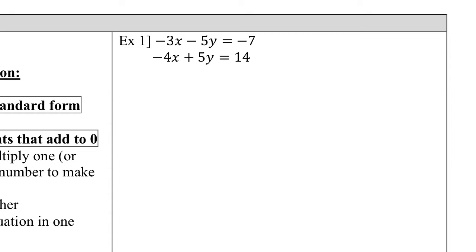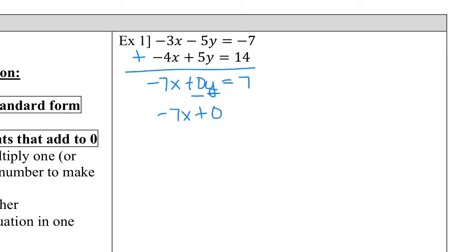So I'm going to, step 3, add my equations together. So -3x minus 4x makes -7x, -5y plus 5y makes 0y, and then -7 plus 14 makes 7. So here, if I have 0 times any number, well, that just makes it a 0. So all I really have is -7x plus 0 equals 7. But then if I take -7x and add 0, that's just going to give me -7x. So really, the y's canceled out. They added up to 0, which is unnecessary information.